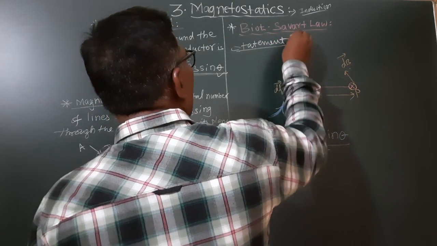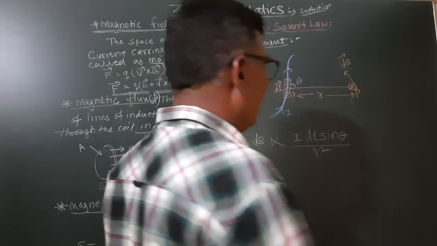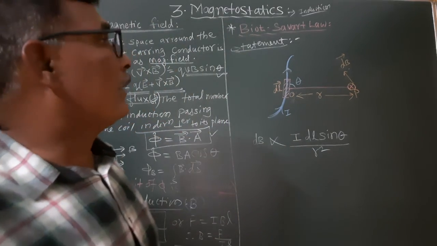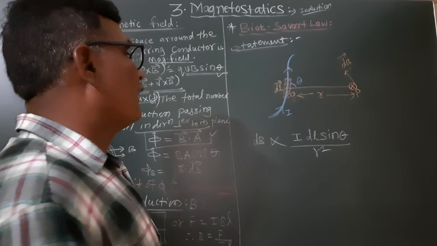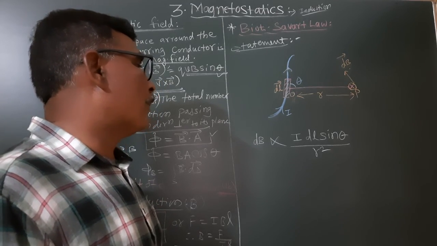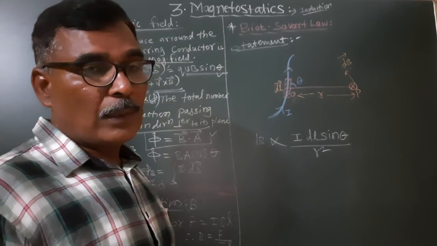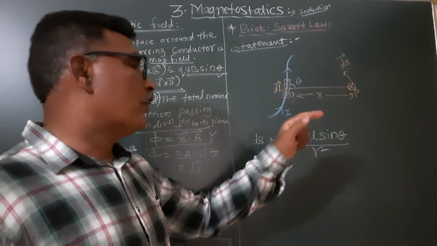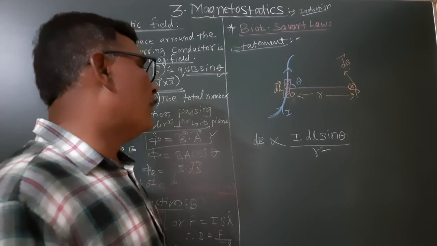So first of all, the statement of the Biot and Savart law. The Biot and Savart law states that the magnetic induction at a point due to the conductor is, number one, directly proportional to the current flowing through the conductor. Number two, it is directly proportional to the length element dl.